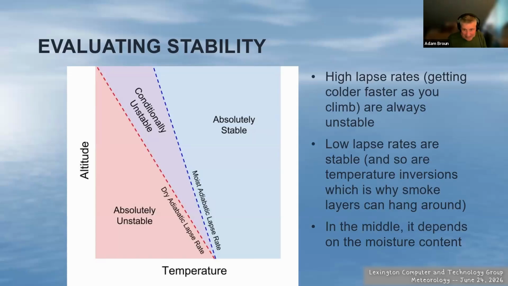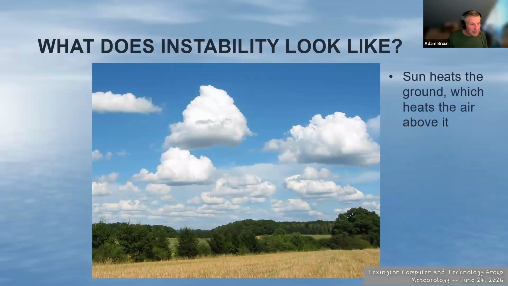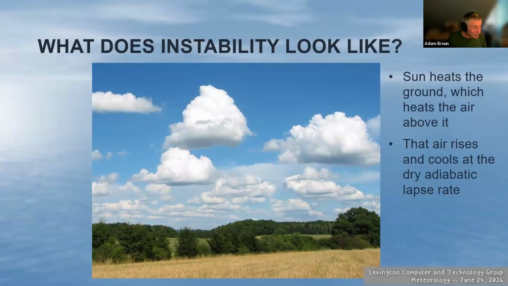So what does this look like? Let's actually look at some pictures. So here's a nice typical summer day. And this will be a day where there's a modest amount of humidity in the atmosphere, but it's a warm day, so that sun is heating the ground. As that ground gets hot, it heats the air above it. That air is going to rise. It initially rises at the dry adiabatic lapse rate. That parcel's being lifted and it's cooling off at the dry adiabatic lapse rate.